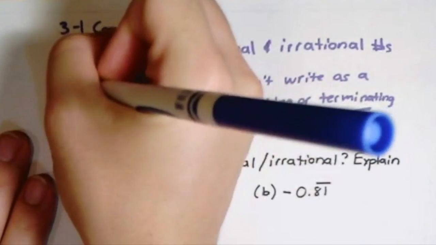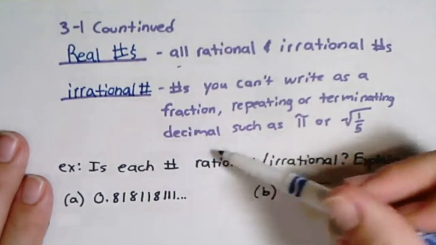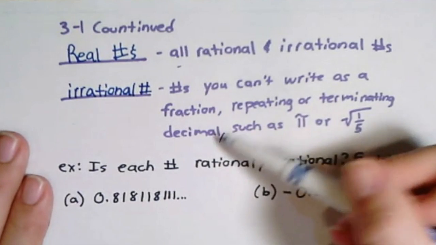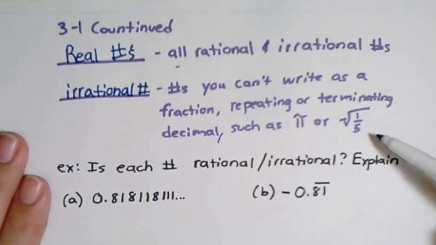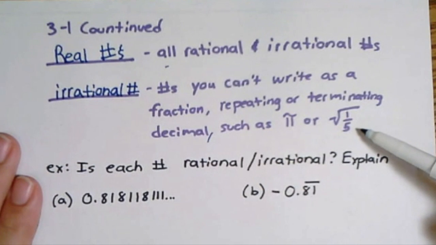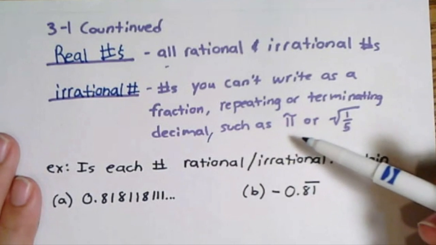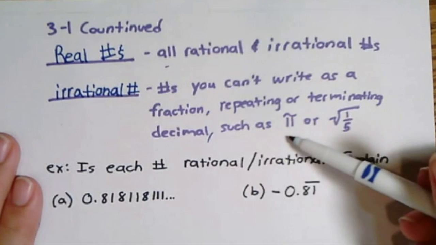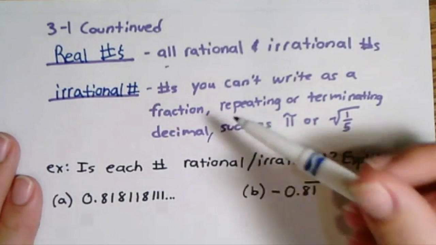So irrational numbers are numbers you can't write as a fraction, repeating or terminating decimal, and some examples would be pi or the square root of 15. If this was the square root of 16, that's rational because the square root of 16 is 4. But any number that's not a perfect square and is the square root of it, or when we're looking at a number like pi, 3.14 and so on, it goes on and on. It doesn't have a repeating pattern. We know that those numbers are irrational.